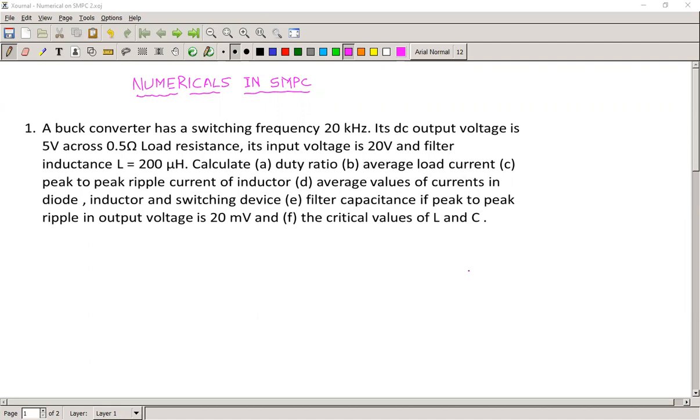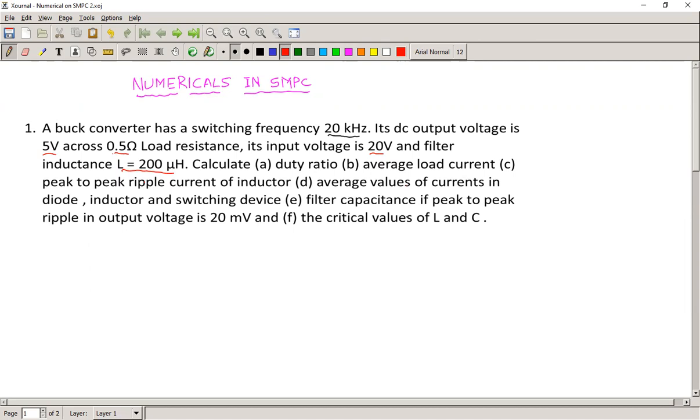A buck converter has a switching frequency of 20 kilohertz. Here, the DC output voltage is 5 volts across the load resistance of 0.5 ohm. The input voltage is 20 volts. The filter inductance is L equal to 200 microhenries. Calculate A, the duty ratio. B, average load current.